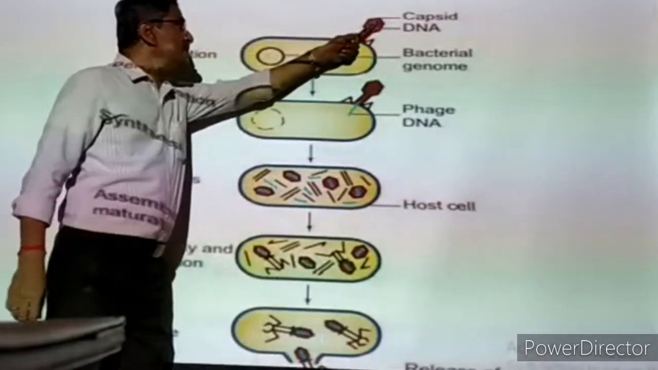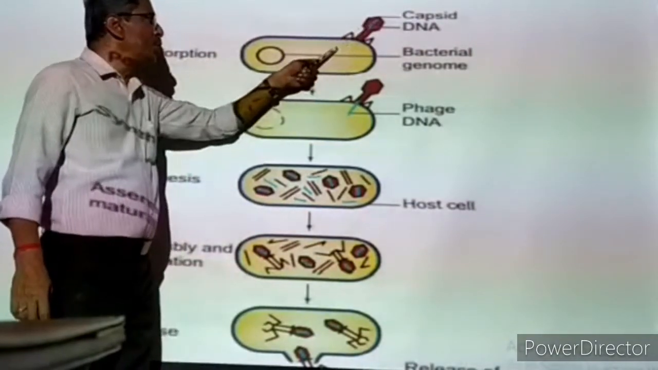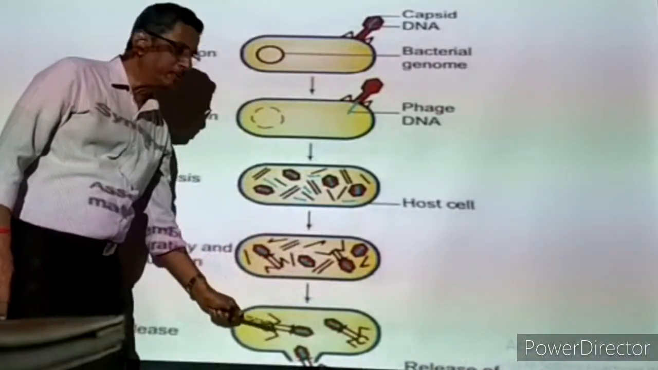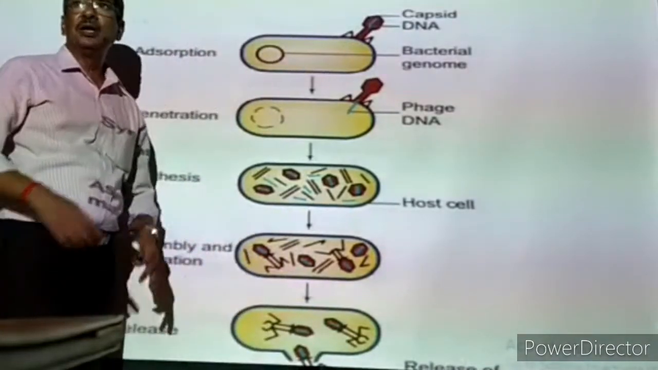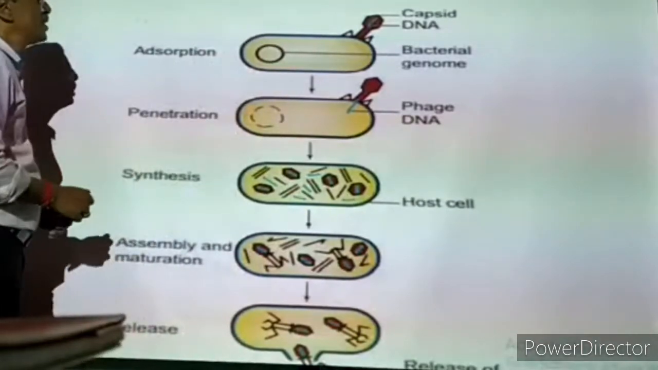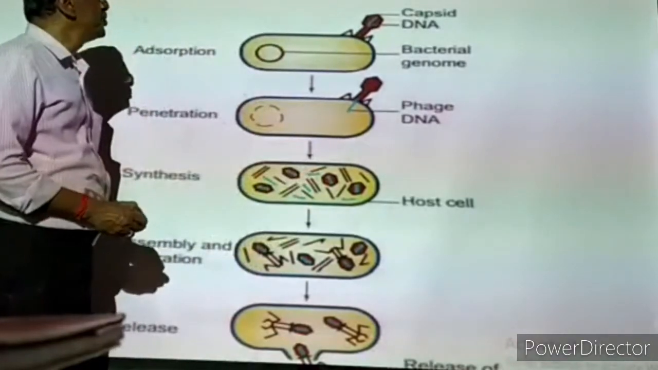So one virus is entering, not actually the full virus, only the DNA is entering into the bacterial cell. But 200 to 300 viruses will be produced. It is multiplication, it is reproduction, it is a living activity. Now this is called the lytic cycle, the multiplication of the bacteriophage virus.